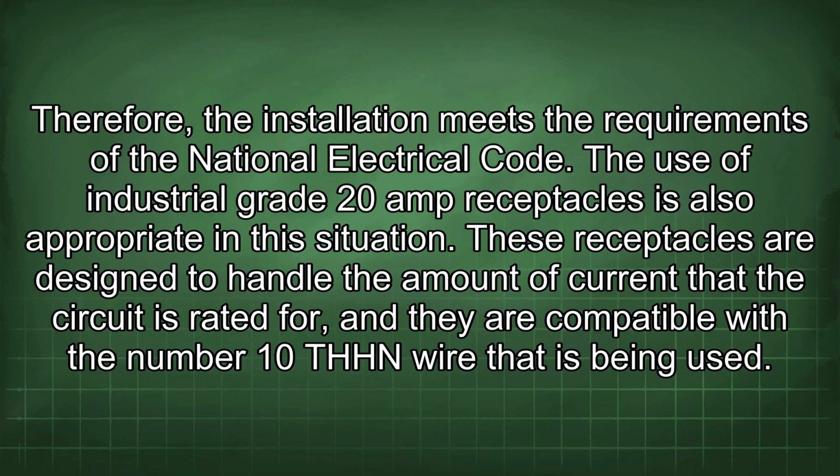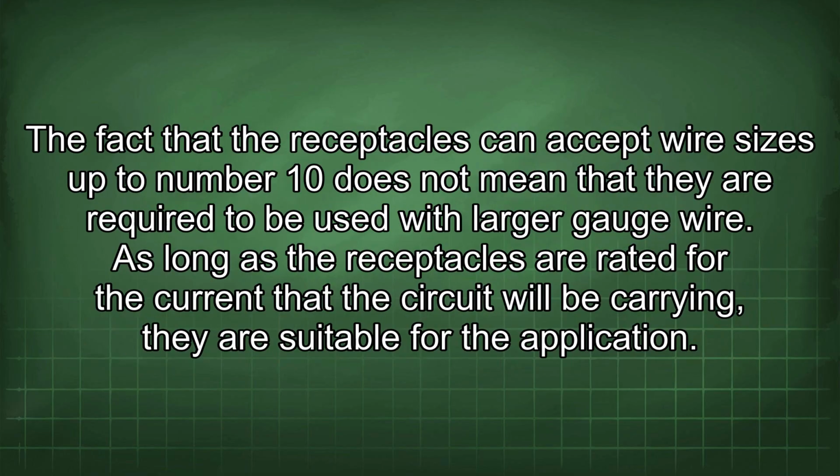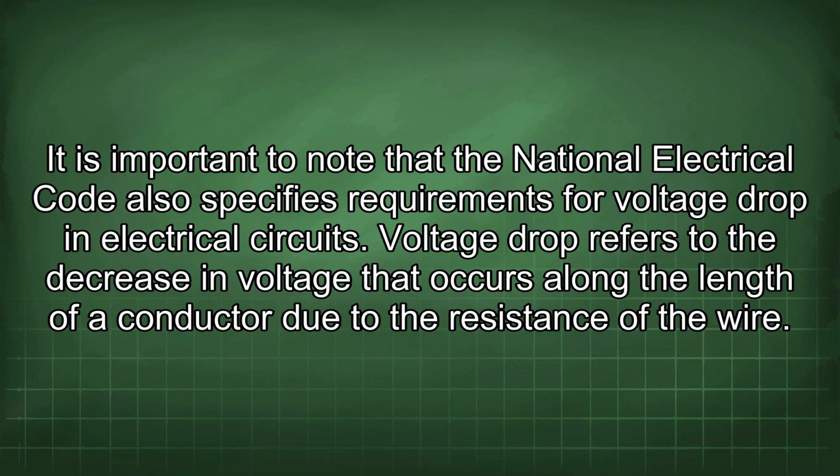The use of industrial-grade 20-amp receptacles is also appropriate in this situation. These receptacles are designed to handle the amount of current that the circuit is rated for, and they are compatible with the number 10 THHN wire that is being used. The fact that the receptacles can accept wire sizes up to number 10 does not mean that they are required to be used with larger gauge wire. As long as the receptacles are rated for the current that the circuit will be carrying, they are suitable for the application. It is important to note that the National Electrical Code also specifies requirements for voltage drop in electrical circuits.